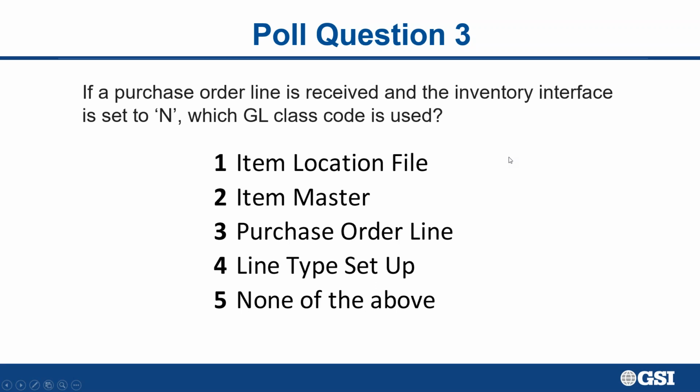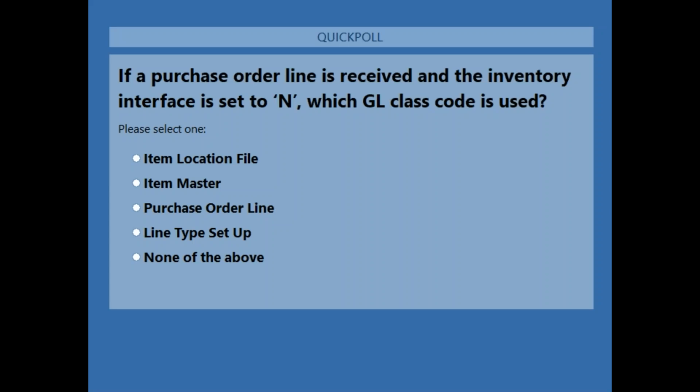Okay, so now poll question number 3. If I have a purchase order and it's received and the inventory interface is set to N, which GL class code is used? So let me put that question up and let's see what we get for responses. Okay, so will the GL class come from that item location file? Will it get pulled from the item master? Will it go to the purchase order line, the line type setup, or none of the above?